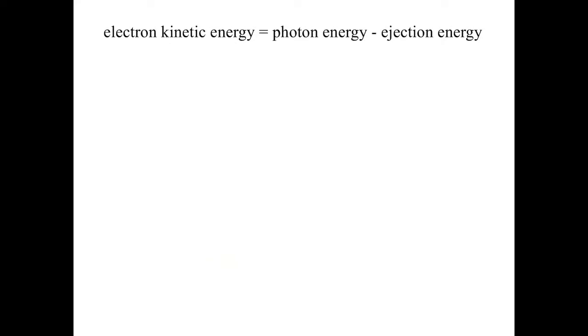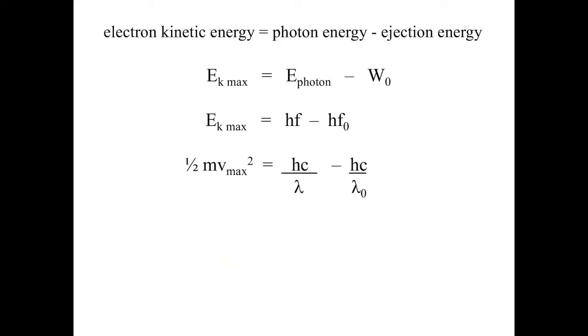So that tells us that the electron's kinetic energy is the original photon energy minus how much energy it took to eject that electron, which is the work function. The energy needed to eject the electron is what we call the work function. So the maximum kinetic energy that an ejected electron can have is the energy of the photon minus the work function. So we have hf minus hf naught, so 2 instances of h.